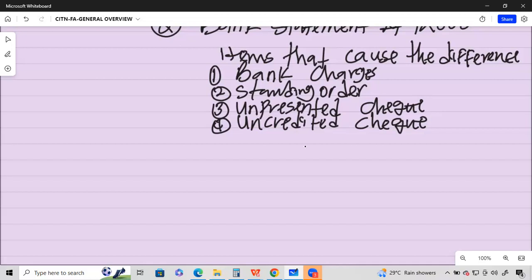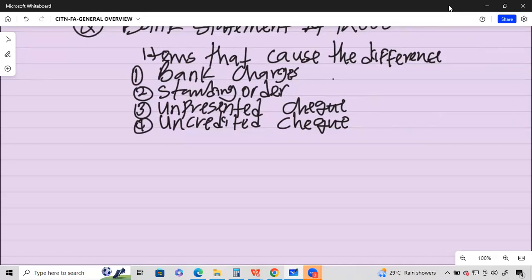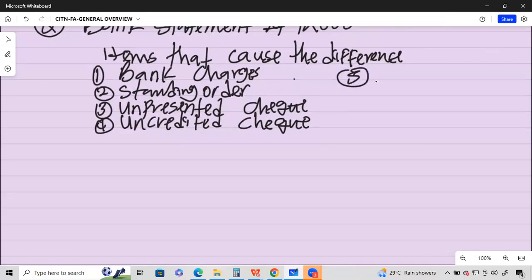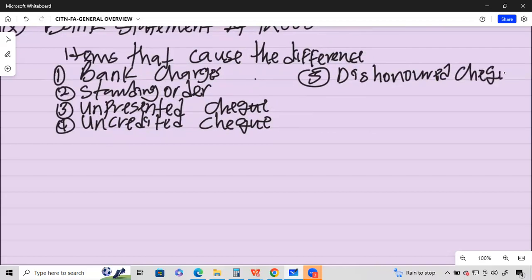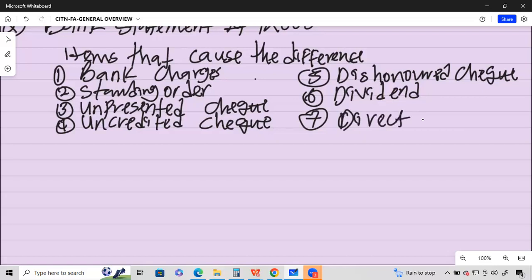We can also have what we call a dishonored check. A dishonored check can also be part of the reason why our cash book is showing 8,000 and the bank statement is showing something different. We can also have dividends as an item, and direct credits. We can also have what we call direct debit as well.